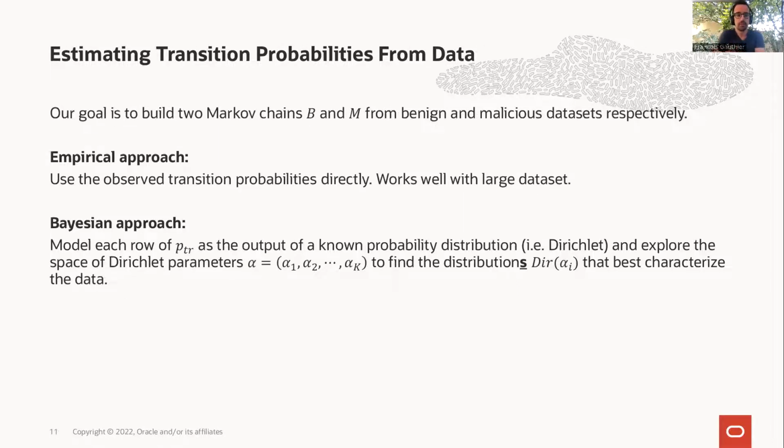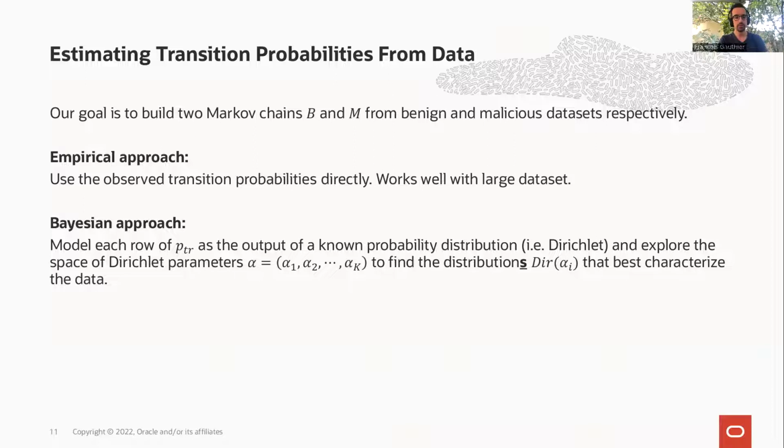So as I mentioned, our goal is to build 2 different Markov chains, one that captures benign samples and one that captures malicious samples, and to estimate or to build those Markov chains, we have 2 different approaches. One is the empirical approach, where you have your training data set. You just measure the frequencies of all the transitions, and you apply that as your transition probability matrix. This works pretty well with large data sets. However, deserialization is typically a quite uncommon operation, meaning that the data sets we can gather are pretty small.